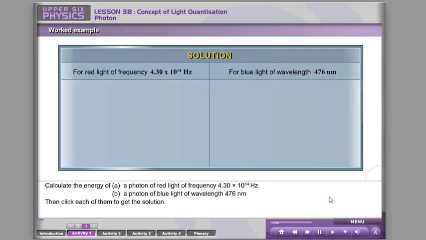Calculate the energy of A, a photon of red light of frequency 4.30 times 10 to the power 14 Hz. B, a photon of blue light of wavelength 476 nanometers. Then click each of them to get the solution.